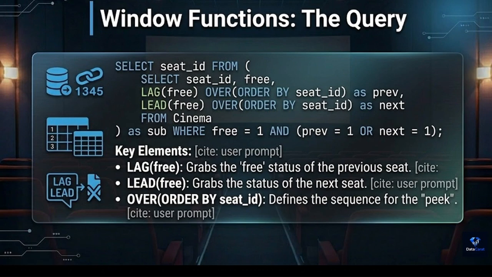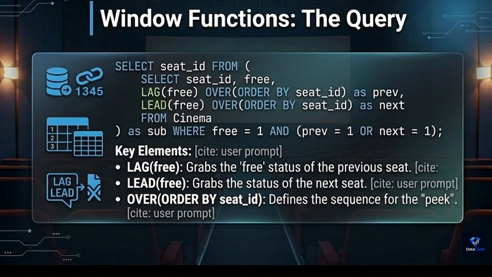This query uses a subquery, which is a query inside a query. Let's look at the inner query first. Lead of free over order by seat ID. This looks at the free status of the next row. Lag of free over order by seat ID. This peeks at the status of the previous row. Over order by seat ID. This is the window part.